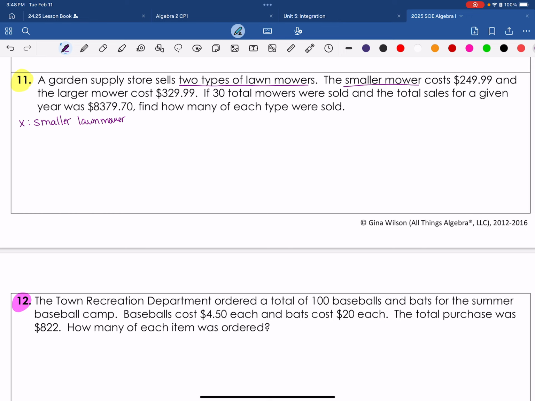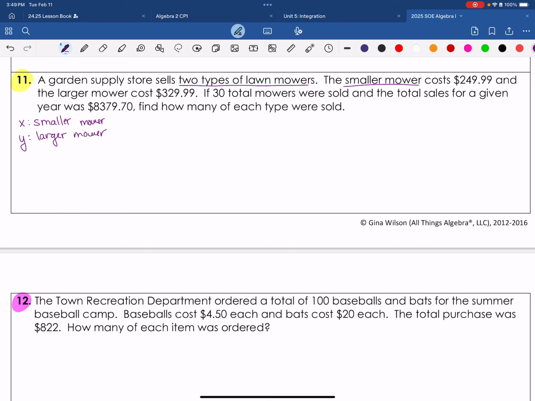Costs $249.99, and the larger mower costs $329.99. If 30 total mowers were sold, so X is the number of small lawnmowers, Y is the number of large.